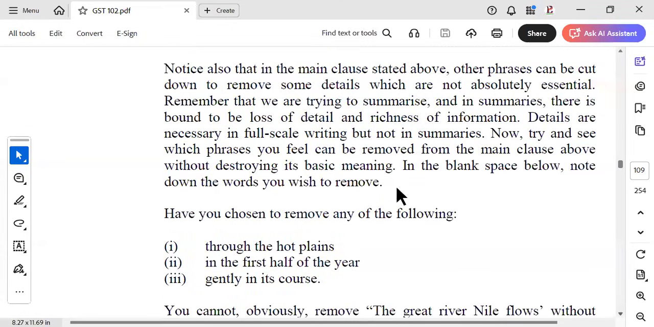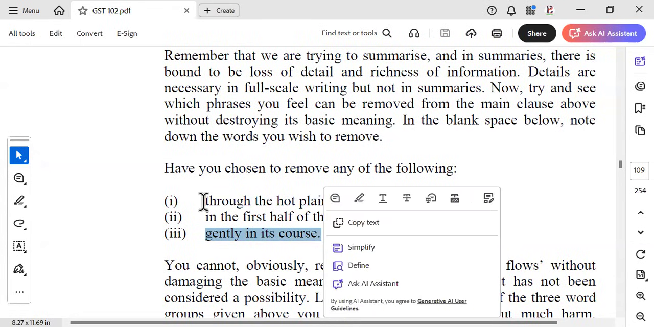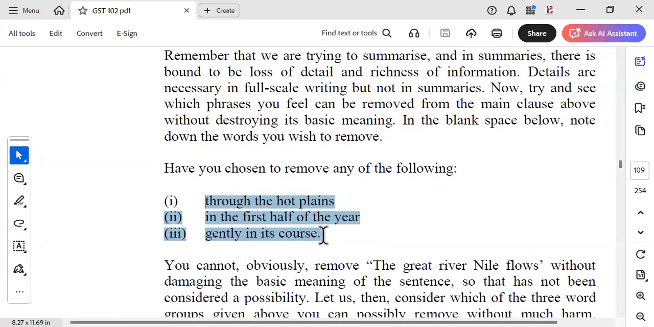Have you chosen to remove any of these, such as through the hot plains? I hope you remember that we removed that when we were doing the practicals. In the first half of the year, it was yesterday we removed this one. We did not talk about it today, and I intentionally did not. But today, we are also wise enough to remove gently in its course. Which means if you remove all this from that main clause too, the sentence will still make sense.